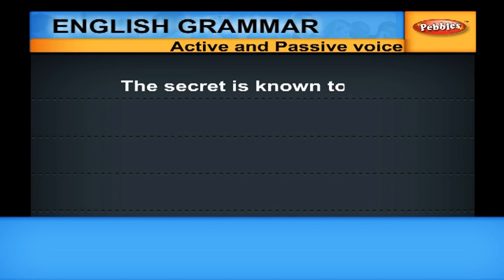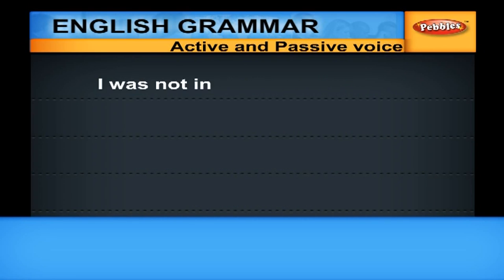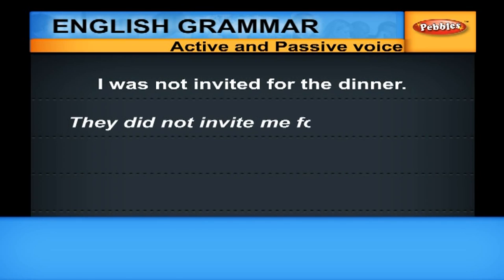The secret is known to us. We know the secret. It can't be done by him. He can't do it. I was not invited for the dinner. Here, you don't have the agent. In that case, you have to invent an agent yourself. You can say, they did not invite me for the dinner.